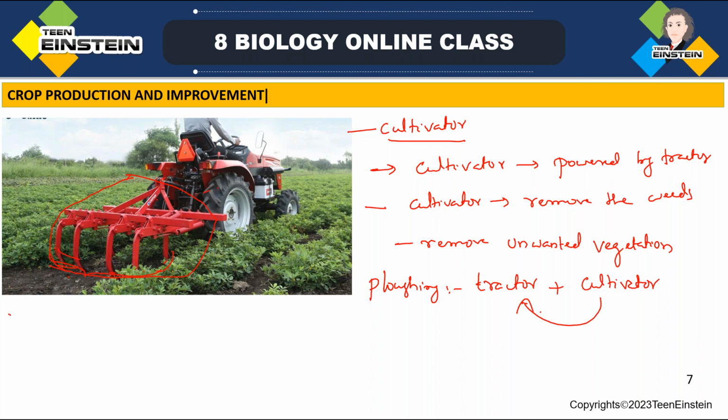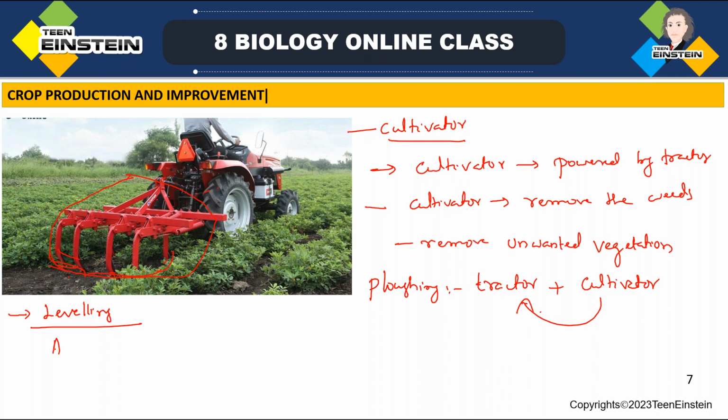Then after the cultivator, the next step is leveling, right? Cultivation is over. The cultivator work, removal of the weeds and loosening of the soil, or plowing work, is completely done. Now you need to level the soil, right?